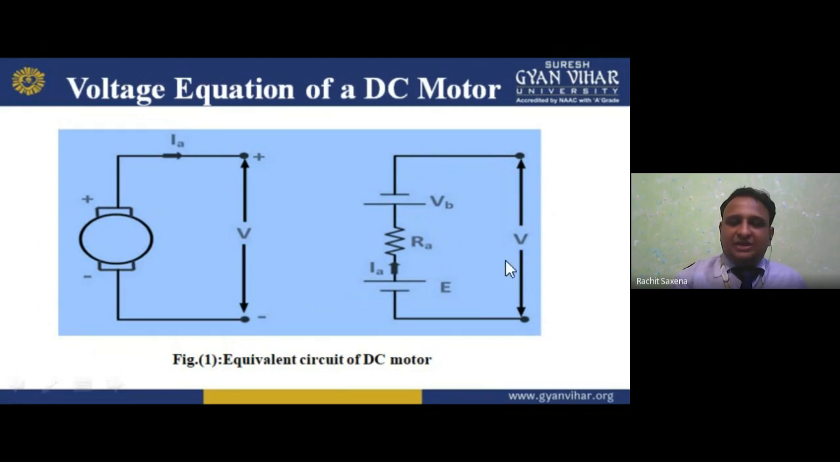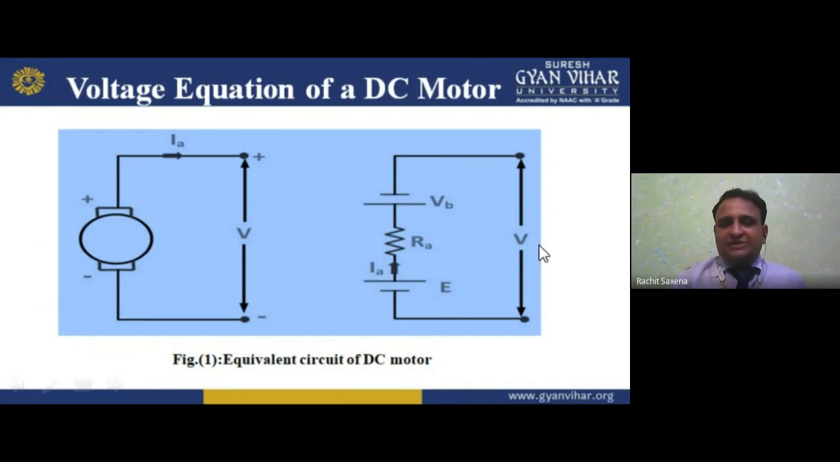Now if I am applying KVL here, negative to positive will become positive, and we always get a minus sign going from positive to negative. So we can write like this: V is equal to E plus IRA, or we can write VB minus IRA minus E equals 0. VB is the brush drop, we can say. So I am writing V, positive V, is equal to VB plus IARA plus E.